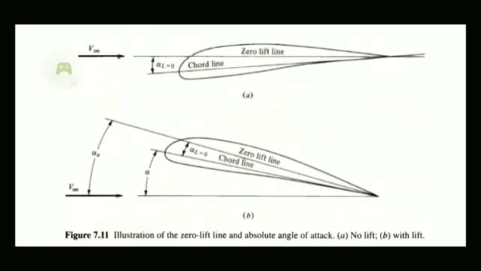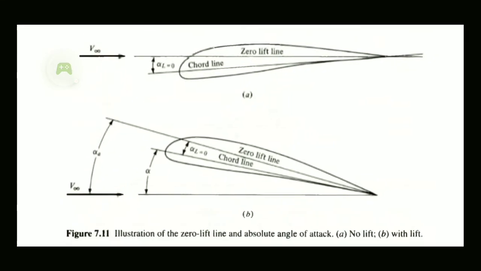Okay, so here if you see, you have the airfoil in the A part, the above part. It is a positive cambered airfoil. Both are the same airfoil, A and B part, and they are just oriented at different angles. So in the first part you can see the chord line is below the horizontal line, or below the free stream velocity V infinity.